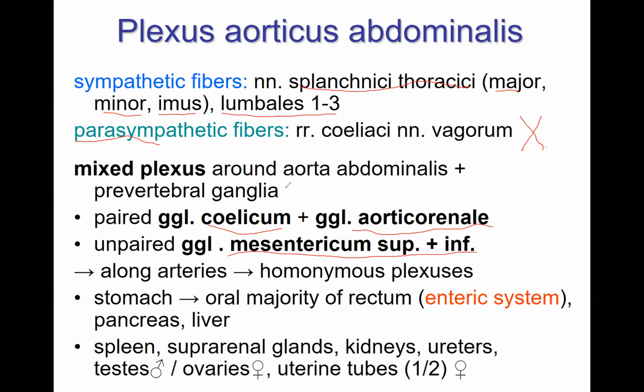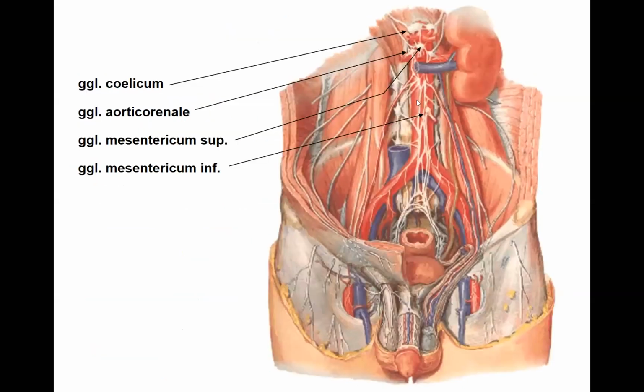So we have 6 ganglia, 6 prevertebral ganglia, which we can see here. Inferior mesenteric ganglion here, superior mesenteric ganglion here, aorticorenal, small one paired, and big one paired celiac ganglion above the celiac trunk. So 6 ganglia within this plexus.